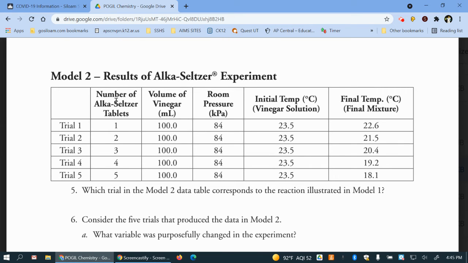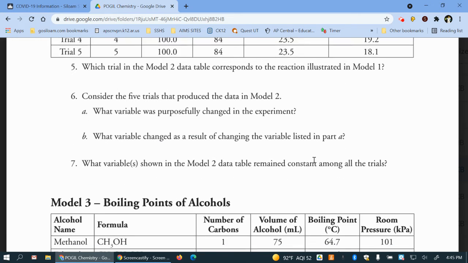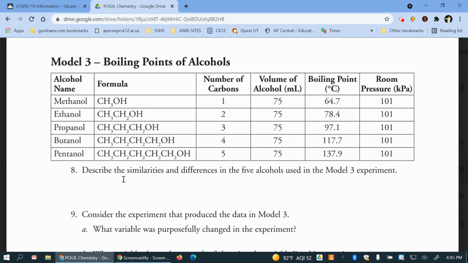Good. We said that the number of Alka-Seltzer tablets was what the experimenter manipulated, so this is our independent variable. Our dependent variable is the final temperature because we can see that the temperature decreased as a result of increasing the number of tablets. Volume of vinegar, room pressure, and initial temperature are all constants. In the next experiment, Model 3, the independent variable is the number of carbons. The dependent variable is the boiling point, and we held the volume of alcohol and the room pressure constant.